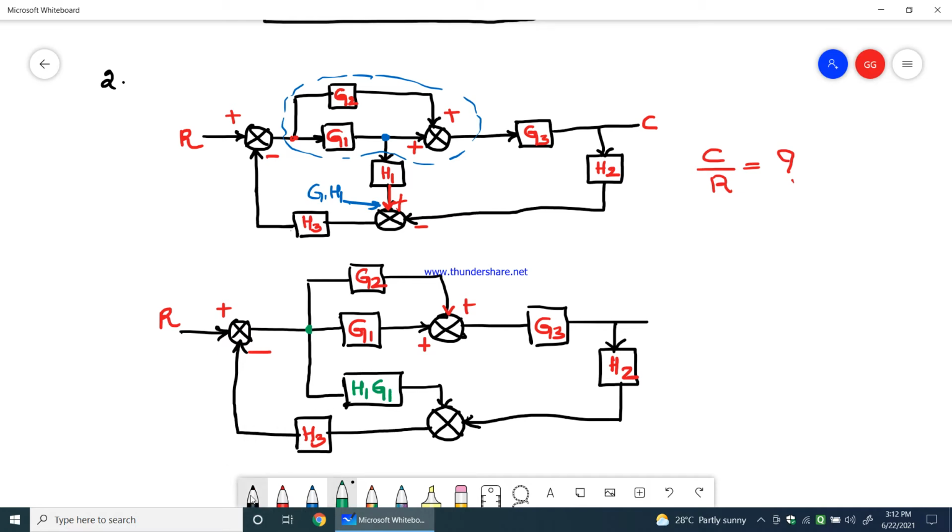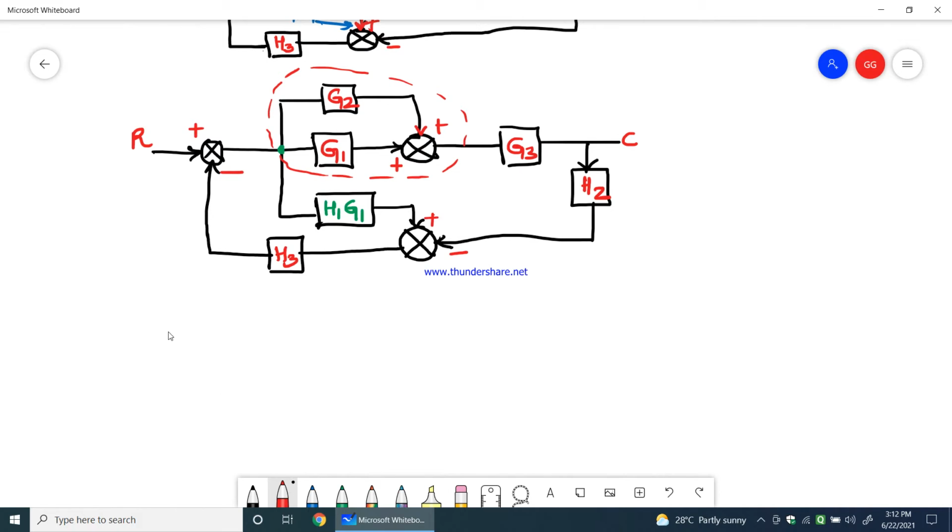So now this was only H1. After shifting the takeaway point from here to here, that H1 gets multiplied with G1, and this is C. Okay, so this is plus, this is minus. Now the reason for shifting this takeaway point from this point to this point is, now you can see these two blocks are easy to work with, that both are connected in parallel, both are positive.